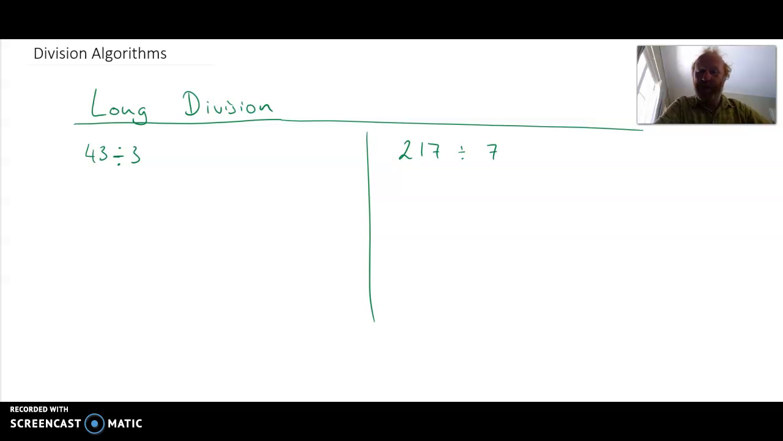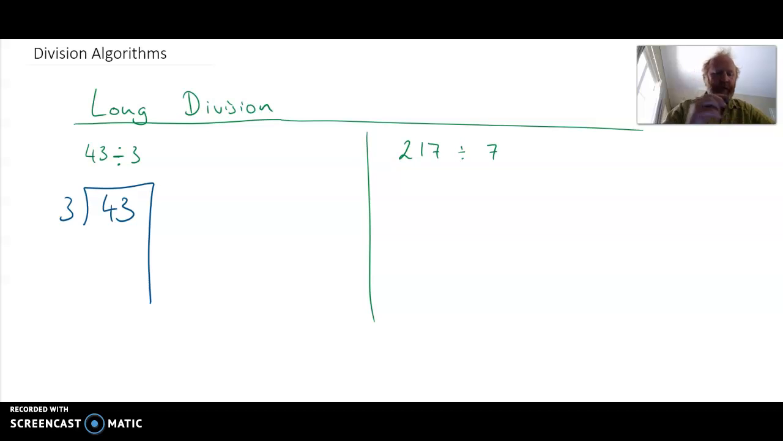This is a video on division algorithms. We're going to start with long division and then move to the short form. So 43 divided by 3 gets rewritten with the 3 out the front. What we're doing here is we're just trying to think of something we can multiply 3 by where the answer is less than 43. Just to get us started, we're going to break down this 43 into smaller parts, is what we're really doing.